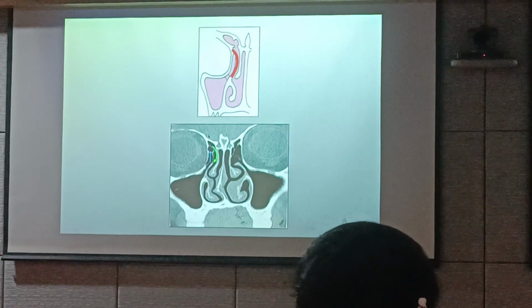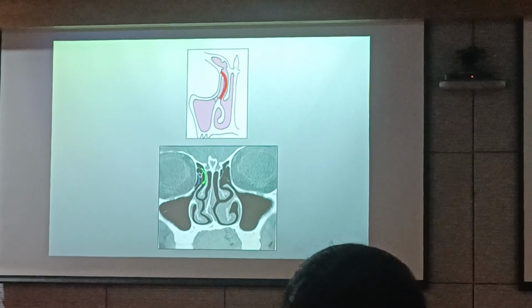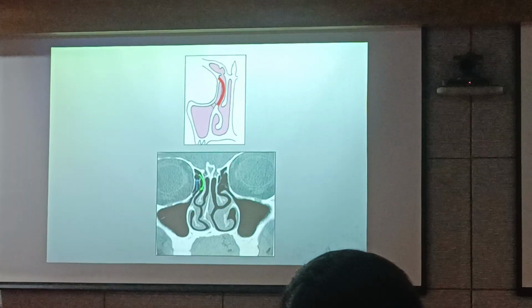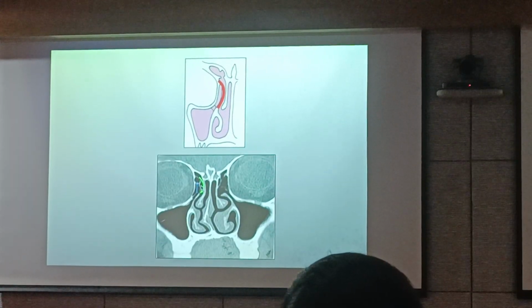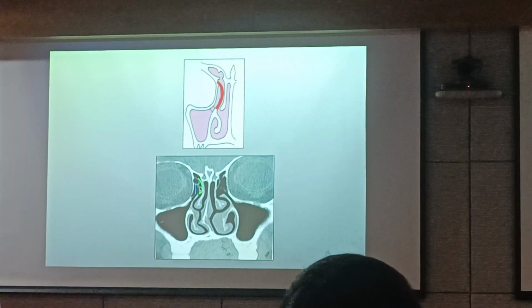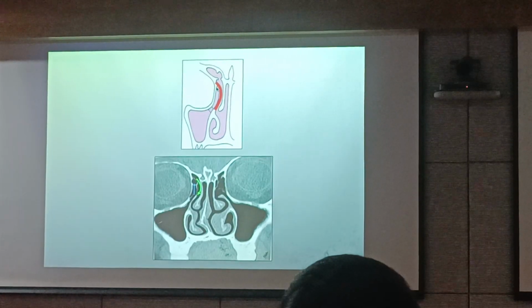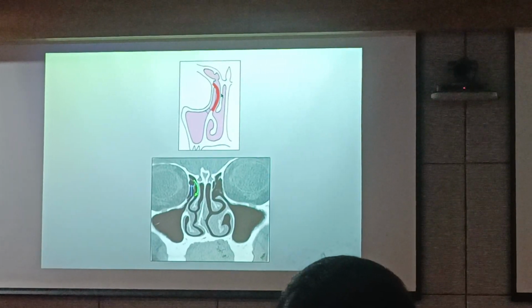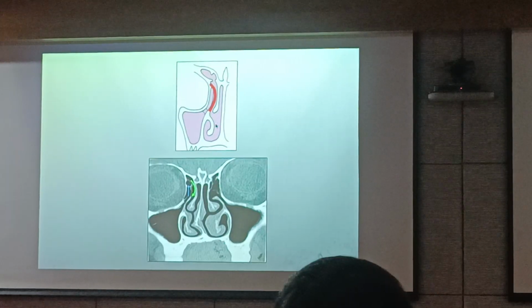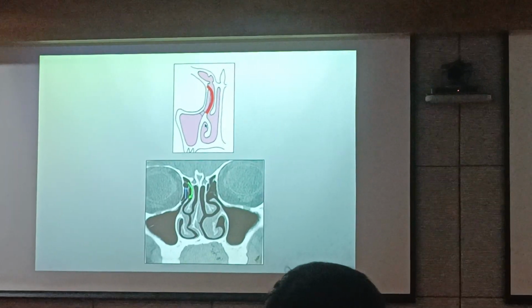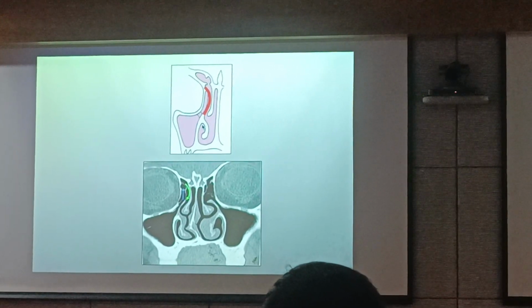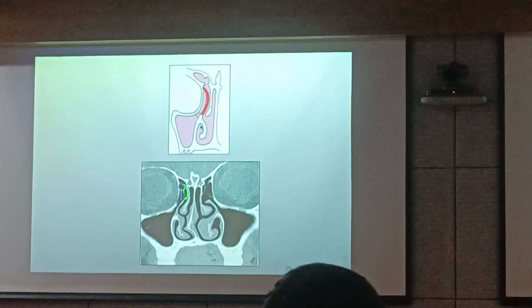So remember that you can get a recessus terminalis, which is a blind pouch, but the frontal sinus outflow tract is medial, 80% of times medial to the uncinate, between the uncinate and the middle turbinate, and close to the middle turbinate. Now I want you to remember this fact because this has a very big bearing on surgery. Okay, how the surgery will go.